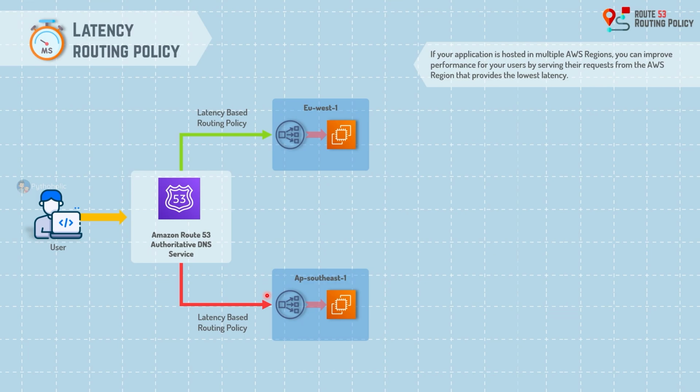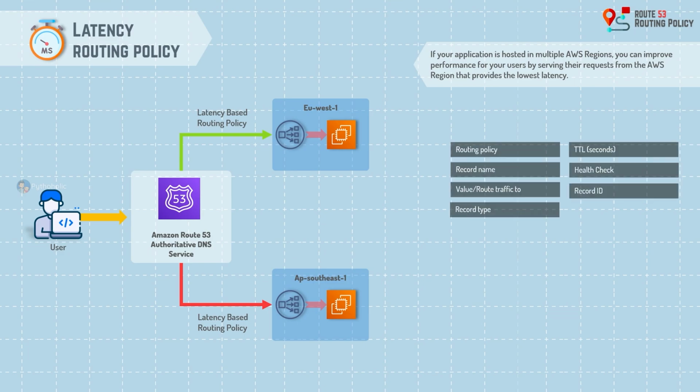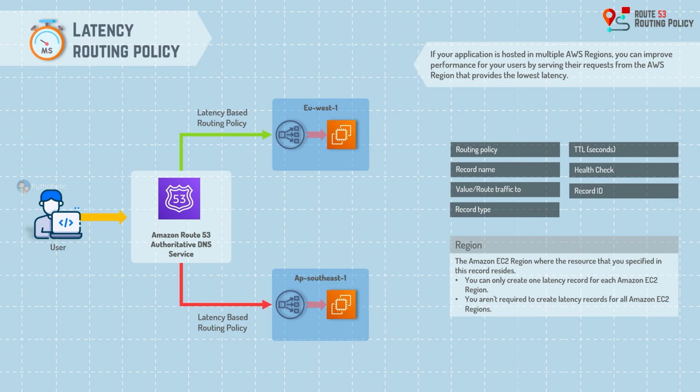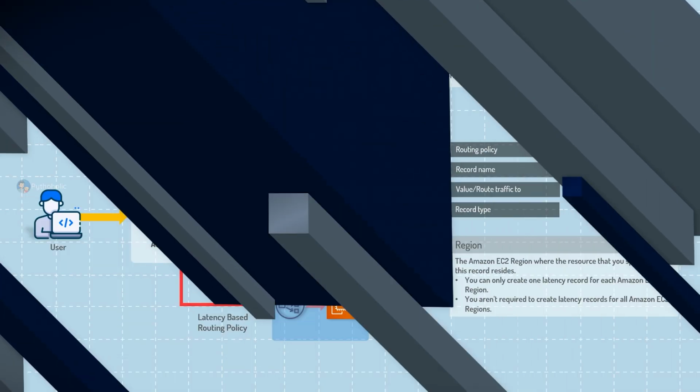So in the context of latency based routing, the focus is on finding the server that is closest or which can provide the lowest latency for the user, which helps to ensure a faster and more reliable user experience. Here as well, we need to provide information to create the latency based routing. Along with these already known parameters, we have a new one, that is the region. You need to provide the Amazon EC2 region where the resource in this specific record resides. You can also create one latency record for each Amazon EC2 region. You aren't required to create a latency record for all Amazon EC2 regions, but that's a good thing. Let's move on to the next one.